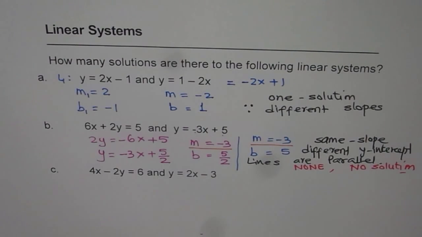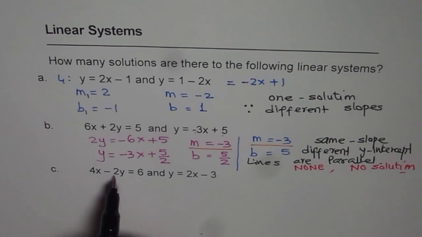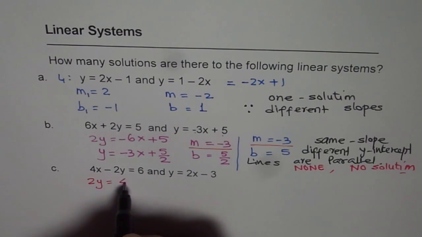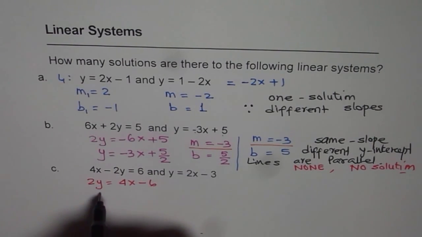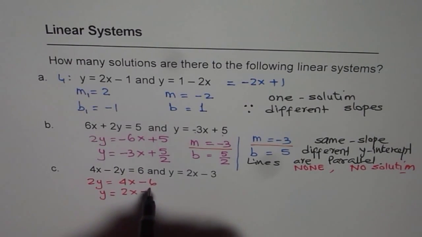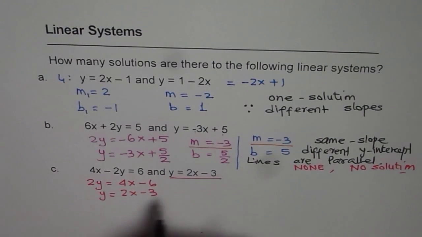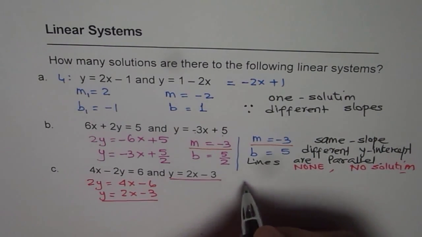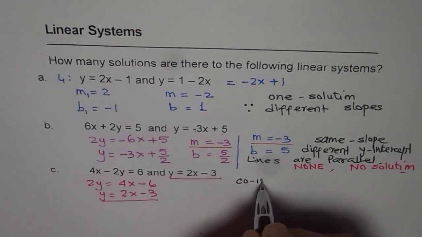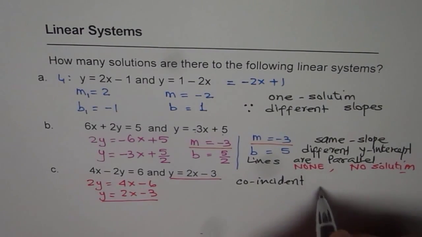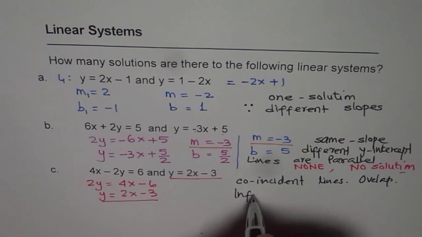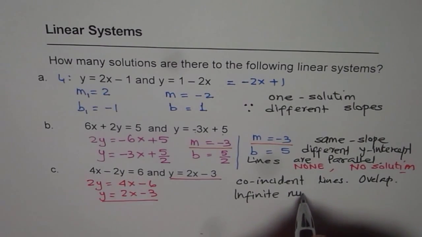Let's analyze the next set of equations. Here we are given 4x minus 2y equals 6. Let's rearrange. Taking this on the other side, 2y equals 4x minus 6. Dividing by 2, y equals 2x minus 3. The other equation is y equals 2x minus 3. They are the same lines. They have the same slope and the same y-intercept. So they are coincident lines. They overlap and therefore they have an infinite number of solutions.